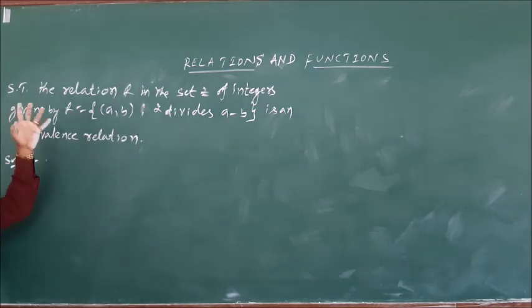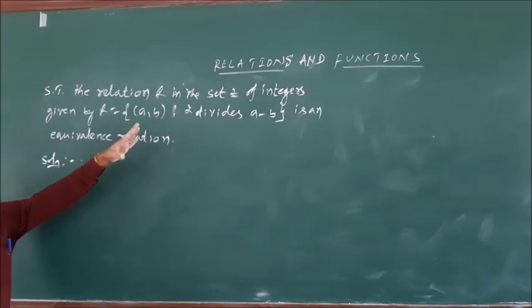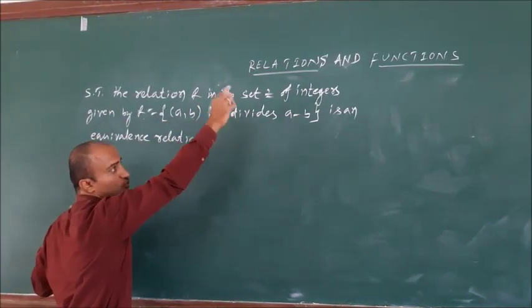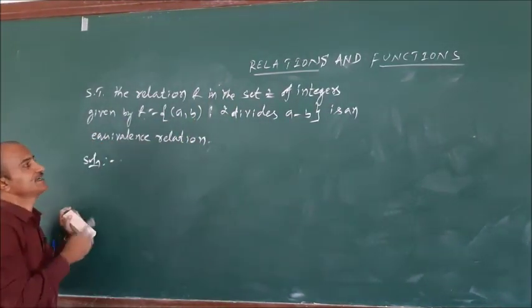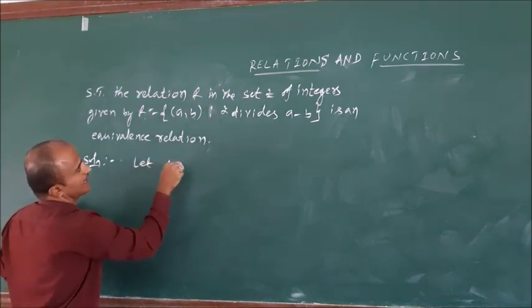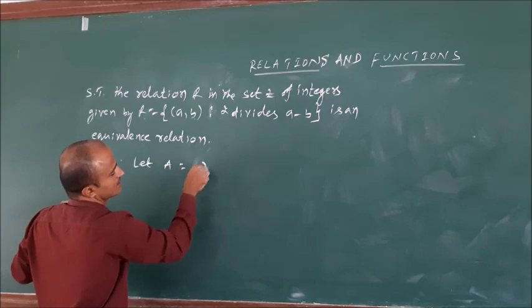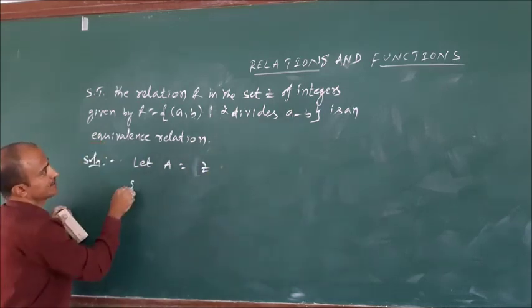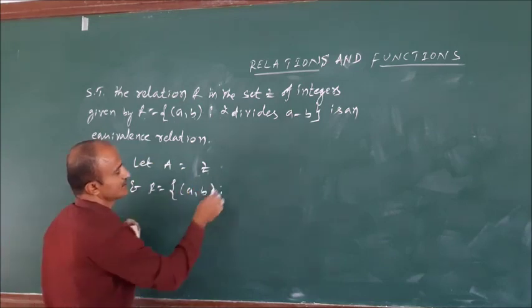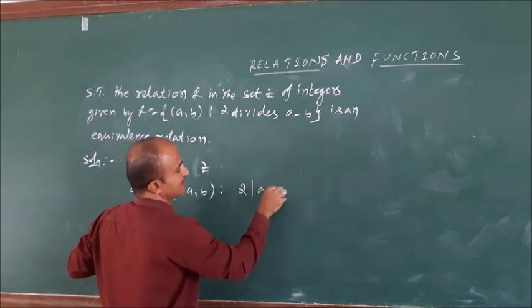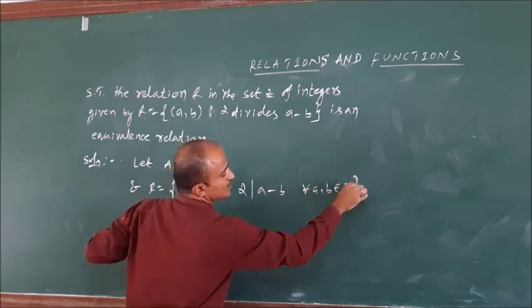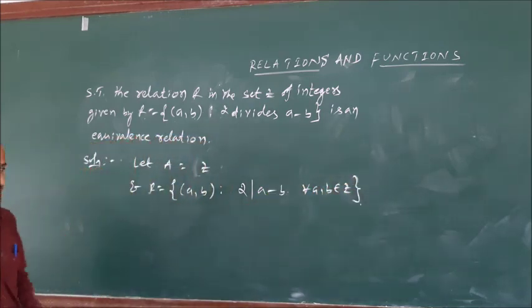We have one more example. We need to show that R in the set of integers, where R is defined as the set of all ordered pairs (a, b) such that 2 divides a minus b, is an equivalence relation. Let A equals Z, the set of all integers, and R equals the set of all ordered pairs (a, b) such that 2 divides a minus b for all a, b belonging to the set of integers.